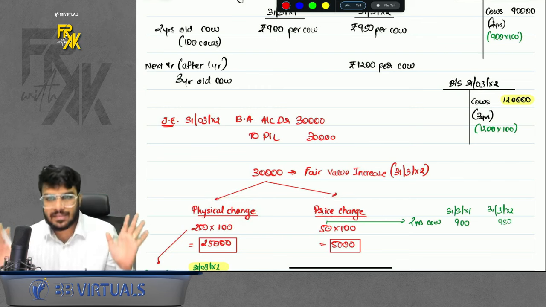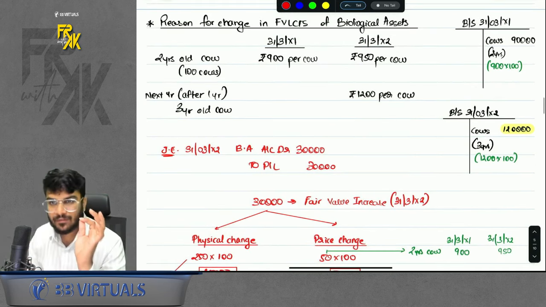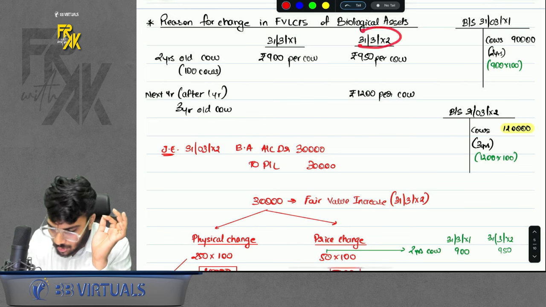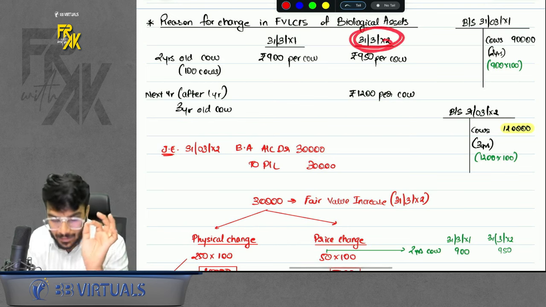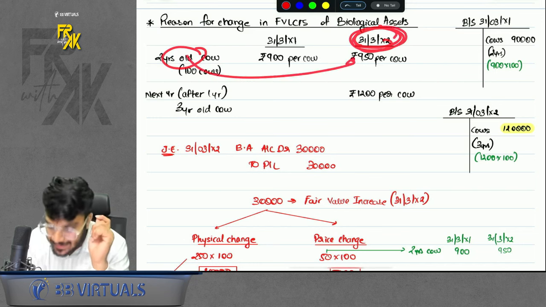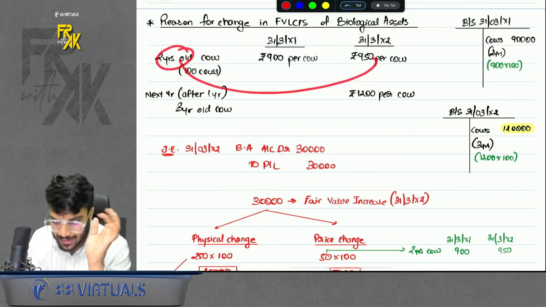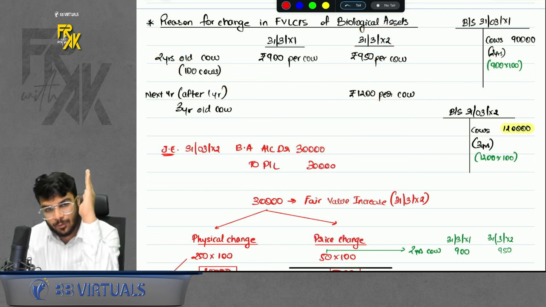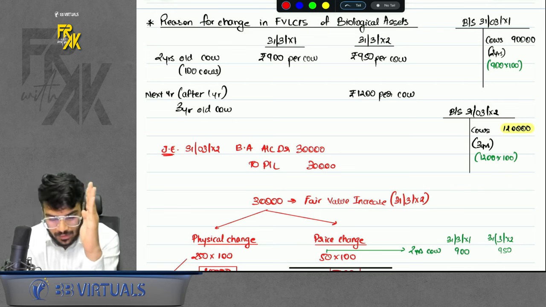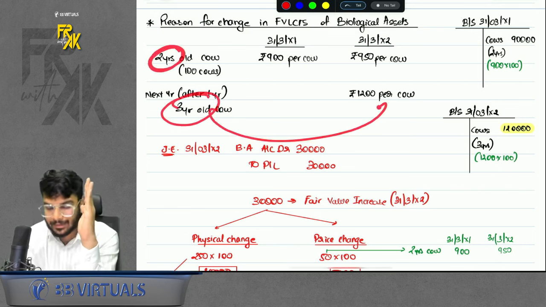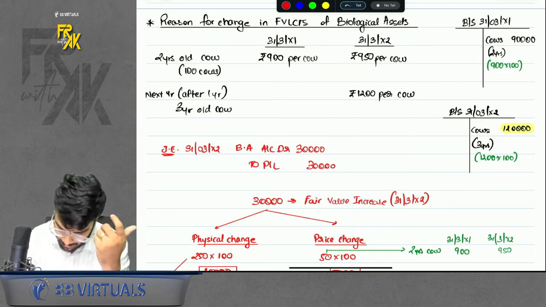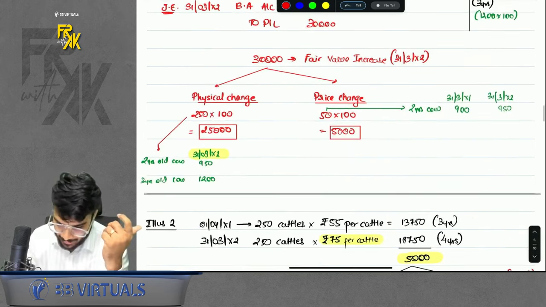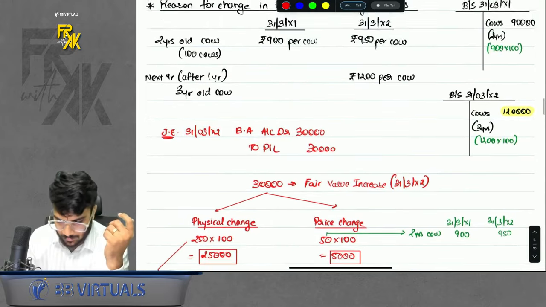How to calculate the physical change? To calculate the physical change, stand on the current year and compare age-wise value. On this date itself, a 2-year-old cow is 950. On this day itself, a 3-year-old cow is 1200. That means if you are standing on the same day, a 1 year older cow is a little more expensive. This is the physical change, right? So for physical change, I compared 950 and 1200, right?